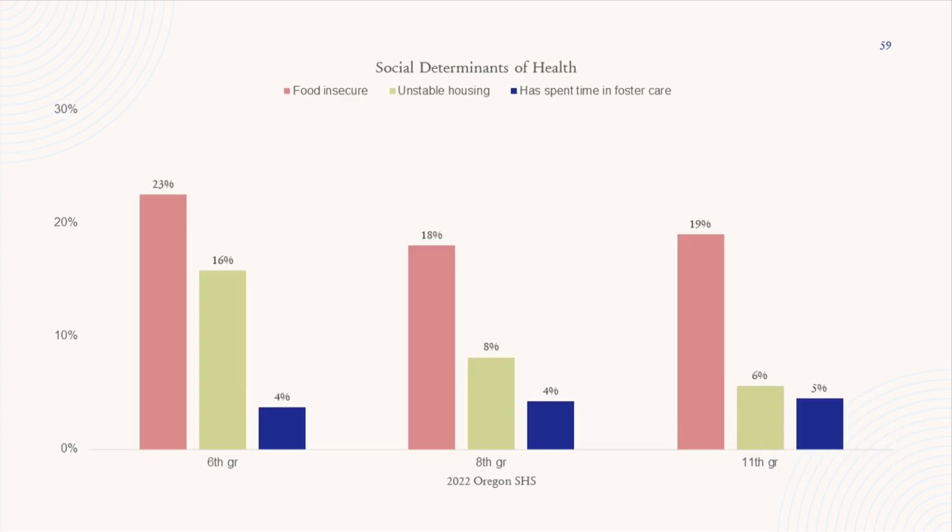These are some of the social determinants of health questions that were asked. So here I want to highlight food insecurity, which is the pink bar. 23% of sixth graders reported that they had eaten less than they should have because there wasn't enough money to buy food, followed by 18% of eighth graders and 19% of 11th graders.